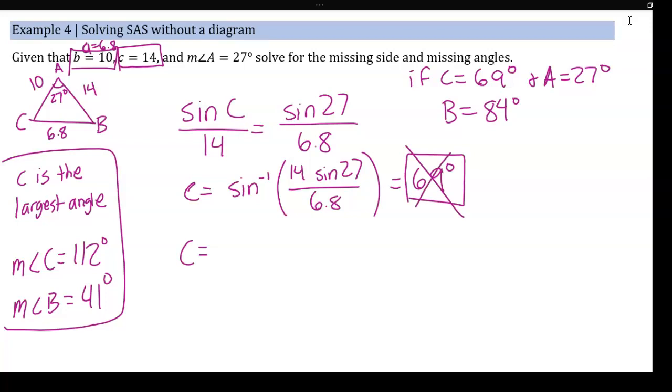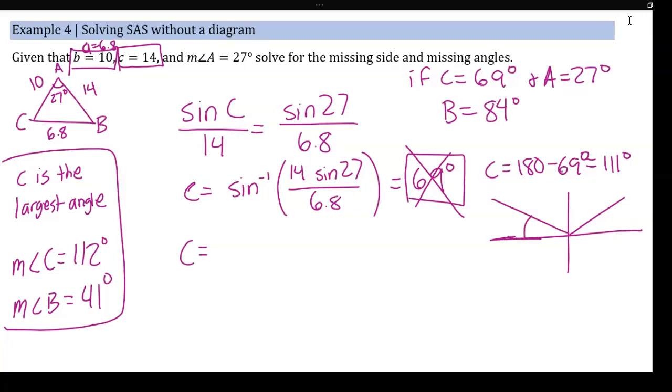Instead, we want C to be 180 minus 69 degrees, which is 111 degrees. Because again, sine's positive in quadrant 1 and 2. So there's an angle in quadrant 1 that has that sine value. There's an angle in quadrant 2. This is our reference angle. So the angle that we want is this angle. We'll draw a double arc, I guess. So this is the angle C that we want, the one that's in quadrant 2.